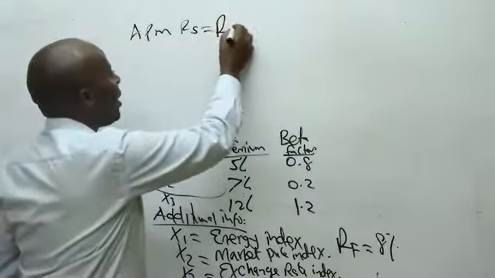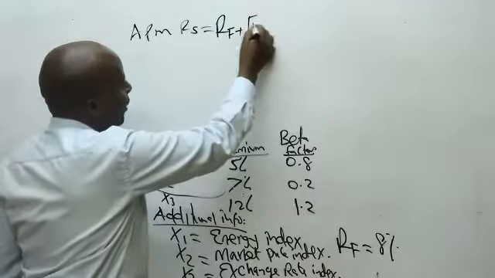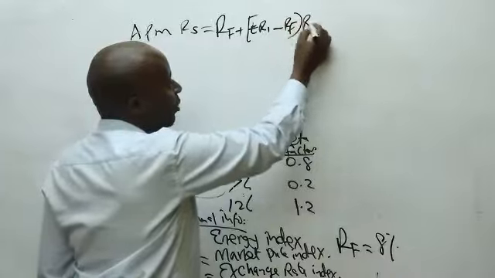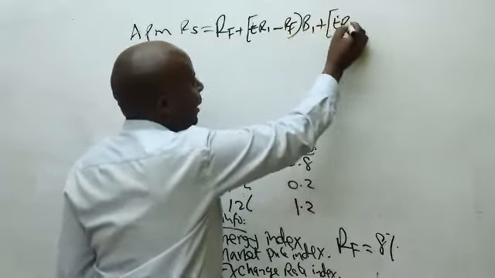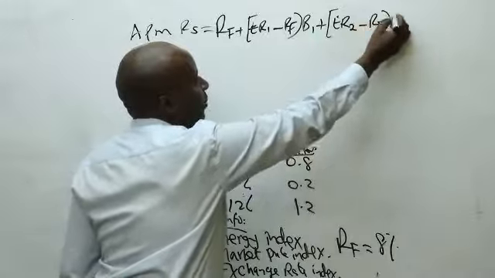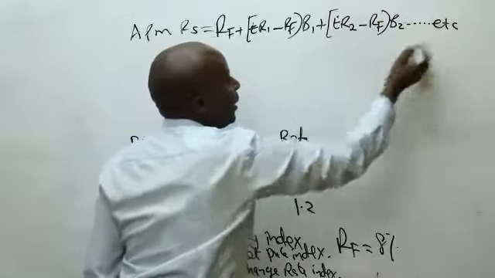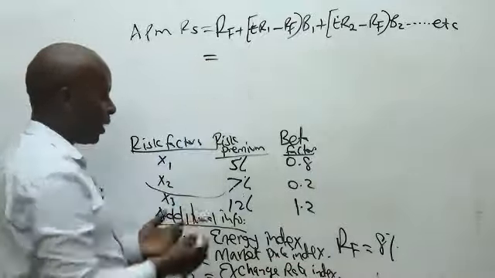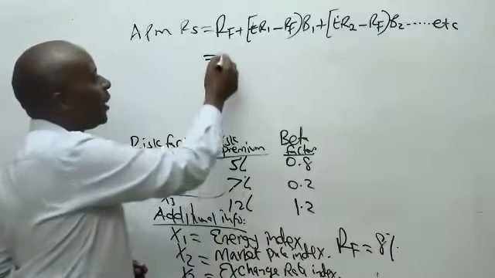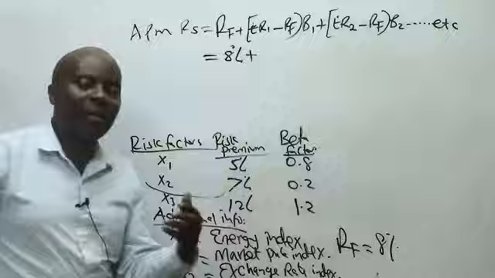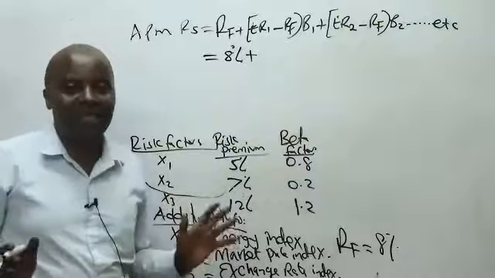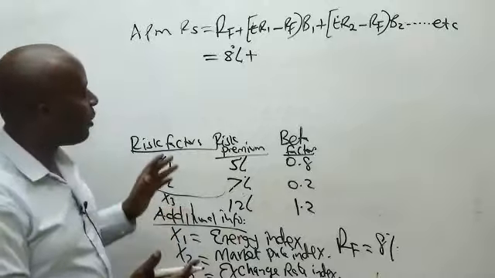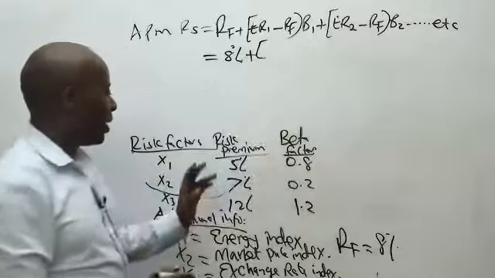we have risk-free plus expected returns of factor 1 minus risk-free multiplied by beta of factor 1, plus expected returns of factor 2 minus risk-free multiplied by beta 2, etc. So ladies and gentlemen, our risk-free in this question that we have copied here is 8%. For APM, we are taking into consideration all factors because the APM is a multi-factor model. So we have 8%, then factor 1.